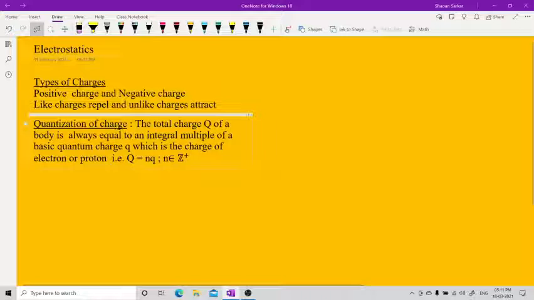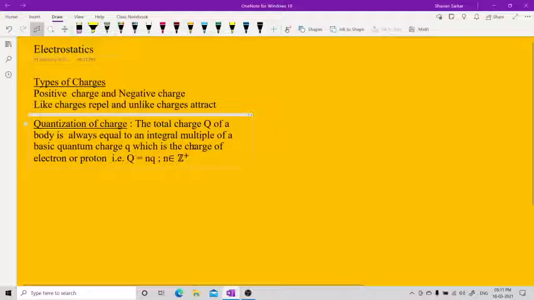Now, quantization of charge. The total charge Q of a body is always equal to an integral multiple of the basic quantum charge, which is the charge of the electron or proton. Means they are asking in this, suppose I give you some charge and how many small charges are present there. ये कितने बड़े चार्ज के अंदर कितने छोटे चार्जेस हैं, that's all, nothing else.